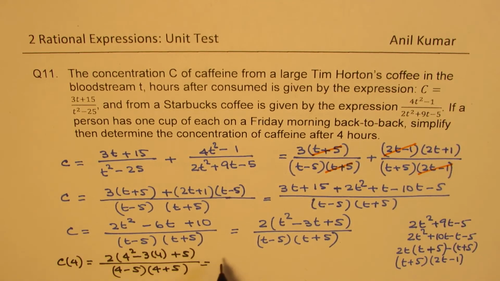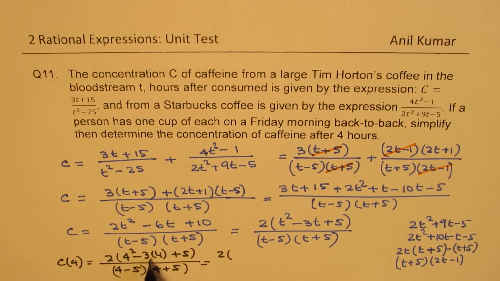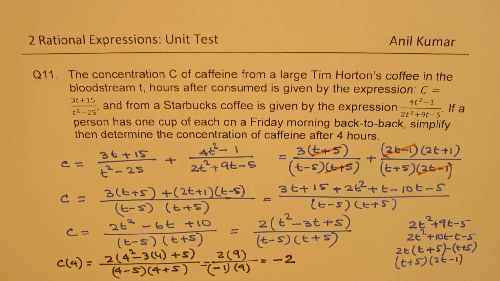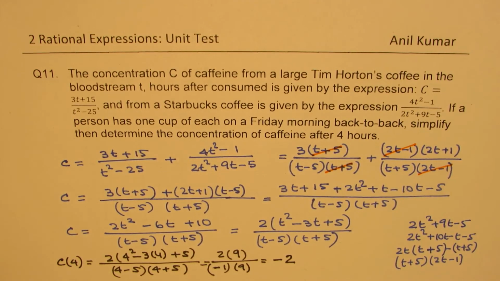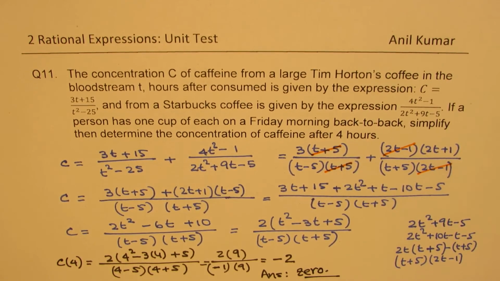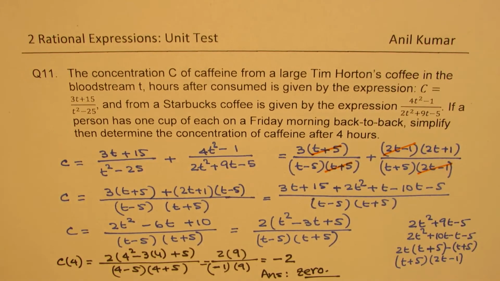Which is, we can calculate this answer, right? So we have 2 times 16 minus 12 is 4, 4 plus 5 is 9, over, we have this as minus 1 times 5 and 5, 9, right? So that gives us minus 2 as the answer. So basically that means that the caffeine percentage after 4 hours is, it cannot be negative. So we'll write our answer as 0. Correct? So that is how we could actually solve this question.